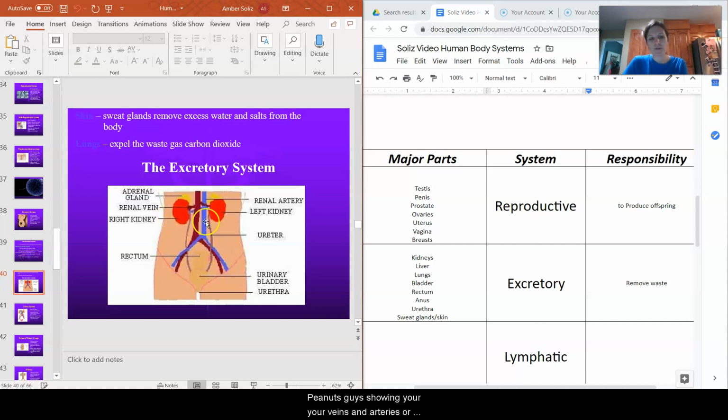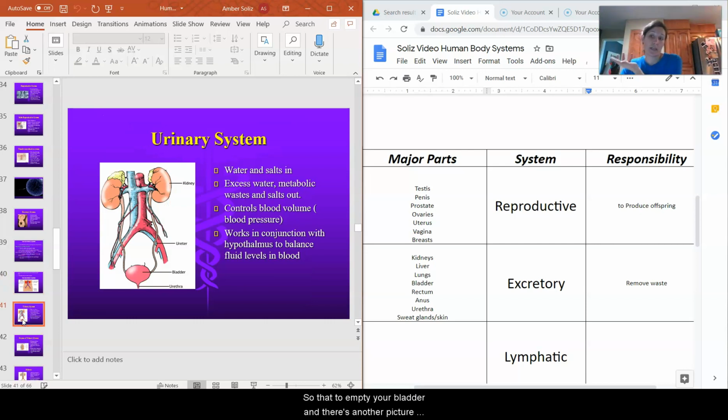It's showing your veins and arteries, your circulatory system in that picture, but this is your kidneys. And then these are your ureters, which are the tubes that the urine moves down to get to your bladder. Now, your bladder is what feels full when you really have to go to the bathroom and you're like, oh my gosh, I really have to go. It's your bladder that you're feeling that's really full. So then you would pee out of your urethra, and that's where the urine would leave, to empty your bladder.